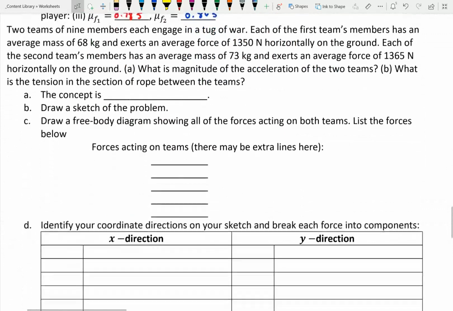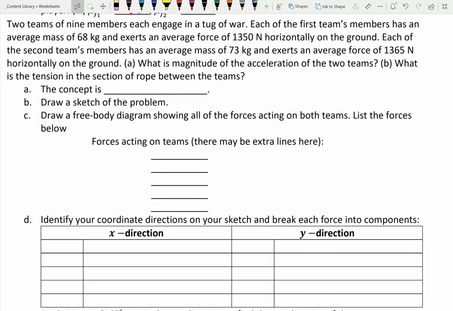Two teams of 9 players each engage in a tug of war. So we have 2 teams facing each other. Each of the first team's members has an average mass of 68 kilograms and exerts an average force of 1350 newtons horizontally on the ground. Each of the second team's members has an average mass of 73 kilograms and exerts an average force of 1165 newtons horizontally on the ground. What's the magnitude of the acceleration of the 2 teams? What is the tension in the section of rope between them?